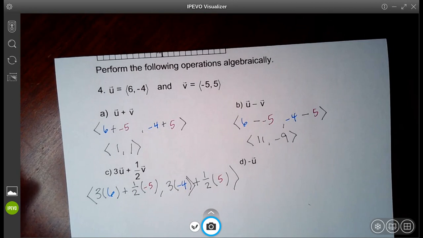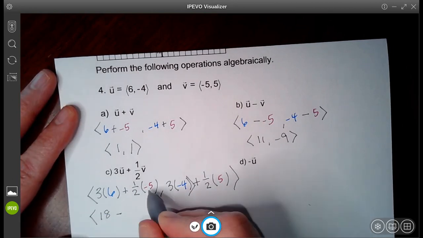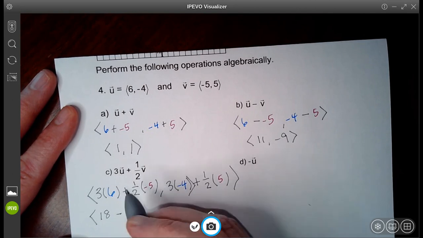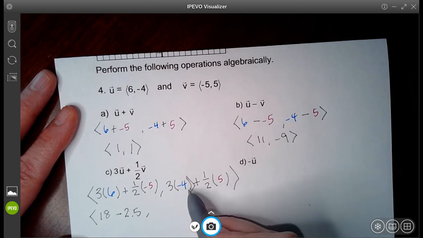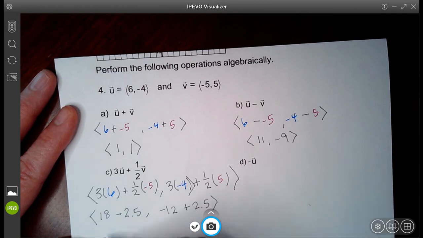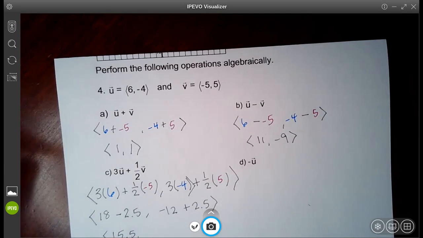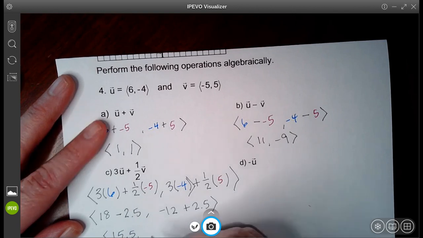Got some fractions here. All right, so this would be 18 minus, and then half of 5. I change it to a minus because a half times a negative would be a minus. 2.5. And then 3 times -4 would be a -12 plus 2.5. So 18 minus 2.5, 18 minus 2 is 16, minus 0.5 would be a 15.5, and -12 plus 2.5, so -12 plus 2 would be a -10, plus a 0.5 would be a -9.5.